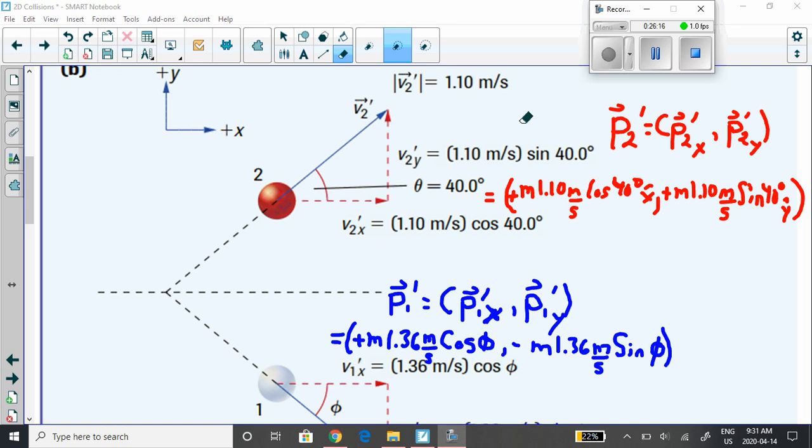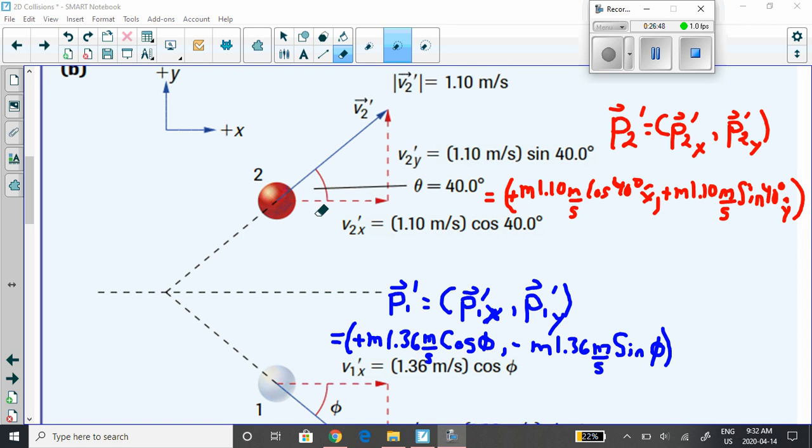So what do we have here? Well, we've got a diagram showing the second ball going upward and the first ball going downward. So let's take a look at the second ball. We know that it takes off at 40 degrees to the original direction. So there's the 40 degrees. And we know that it's moving with the speed of 1.1 meters per second. There it is. That's the magnitude of this velocity vector.